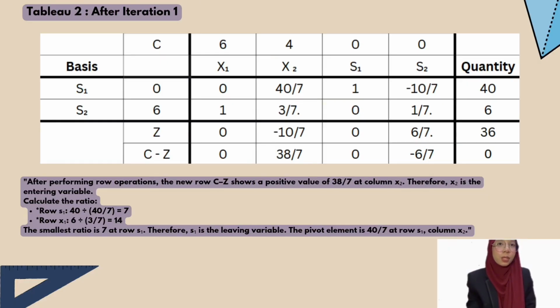Next, we need to determine which variable will leave the basis. To do this, we perform the minimum ratio test. We divide the quantity column by the corresponding coefficient in the entering variable column for each row. For row S1, the calculation is 40 divided by 40 divided by 7, which gives us a ratio of 7. For row X1, the calculation is 6 divided by 3 divided by 7, which gives us a ratio of 14. The smallest ratio among these is 7, which belongs to row S1. Therefore, S1 is selected as the leaving variable. The pivot element for the next iteration is located at the intersection of row S1 and column X2, which is the value 40 divided by 7.